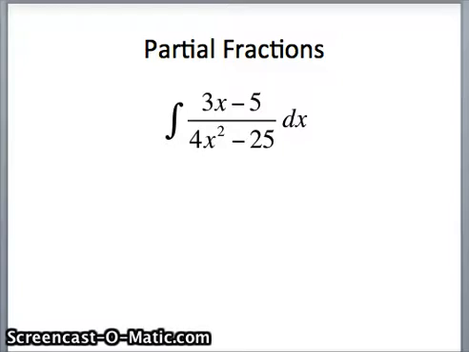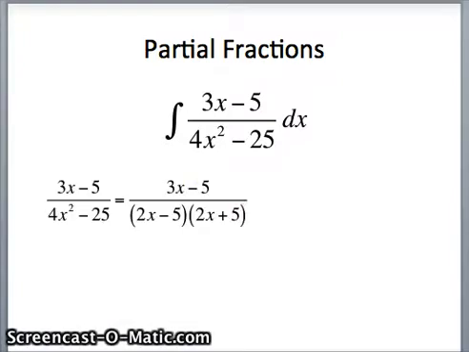So let's rewrite that with the factored denominator. 4x squared minus 25 becomes 2x minus 5 times 2x plus 5. We want to write this rational function as a sum of two rational functions, as a sum of two fractions: the first fraction over 2x minus 5 plus the second fraction over 2x plus 5.